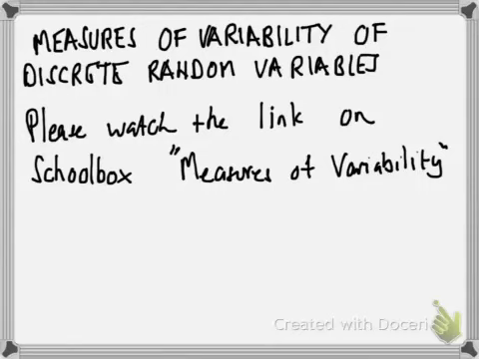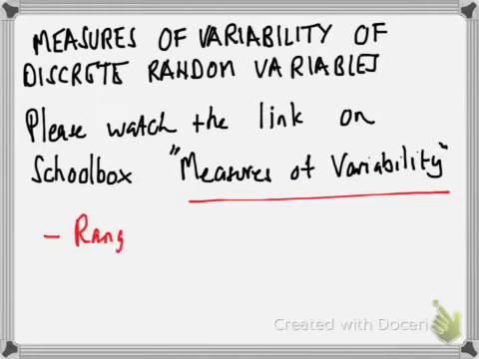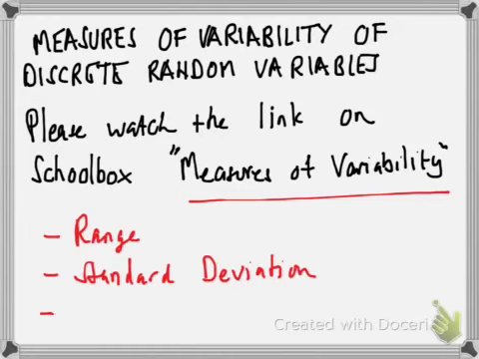This next video is about measures of variability of discrete random variables. And what I'd really like you to do is watch a video link that I've put on our Schoolbox page called Measures of Variability. It talks about three things. It talks about range, it talks about standard deviation, and it also talks about variance. It talks about it more generally. It gives a formula which is interesting. It's not really on our course, but it's worth knowing.